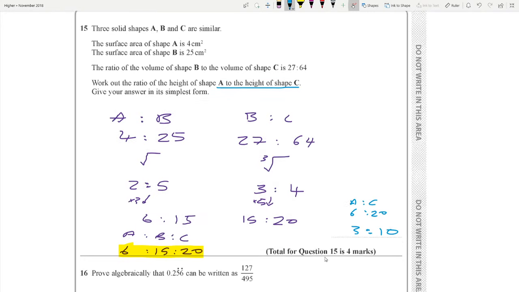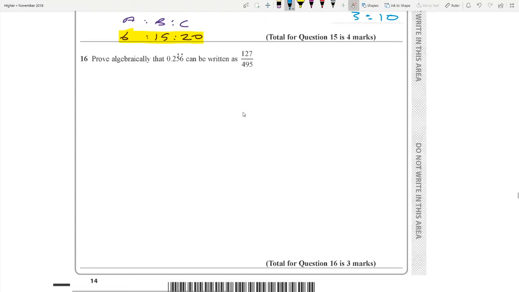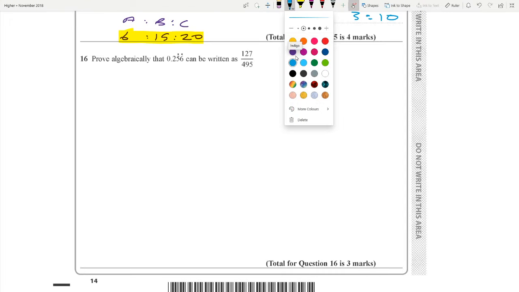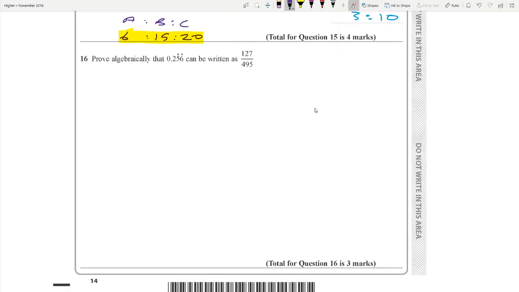Okay, question 16. Prove algebraically that 0.256, with the 5 and the 6 recurring, can be written as 127 over 495. So we know that we can write down that x equals 0.256, and because it's only the 5 and the 6 recurring, it looks like this: 0.2565656.